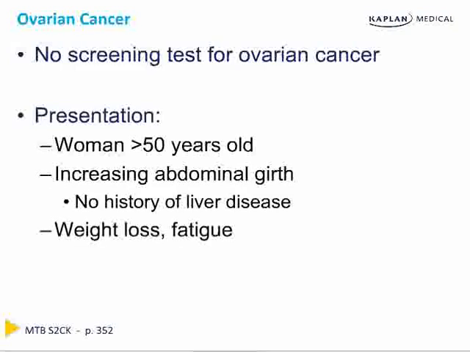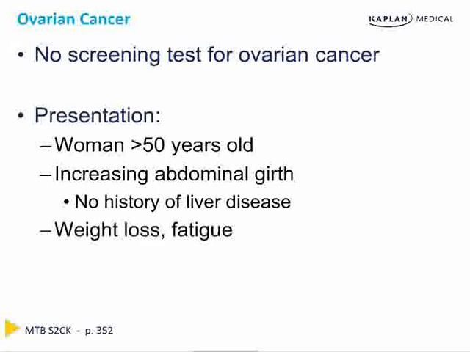How a USMLE Step 2 clinical vignette will describe a patient with ovarian cancer is by telling you there's a woman who's greater than the age of 50 with increasing abdominal girth and possibly other constitutional symptoms such as fatigue and weight loss. They will often also tell you that the patient has no history of drinking alcohol or being diagnosed with hepatitis or other liver disease to help you distinguish increased abdominal girth from ascites versus the collection of abnormal fluid due to ovarian cancer.